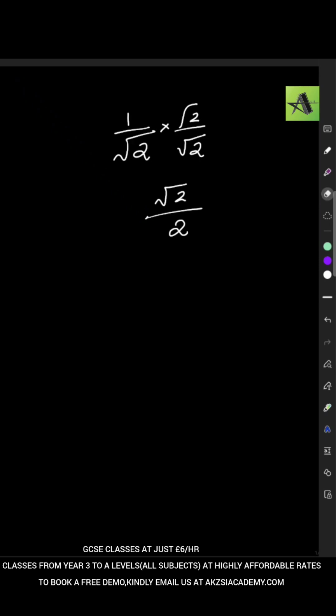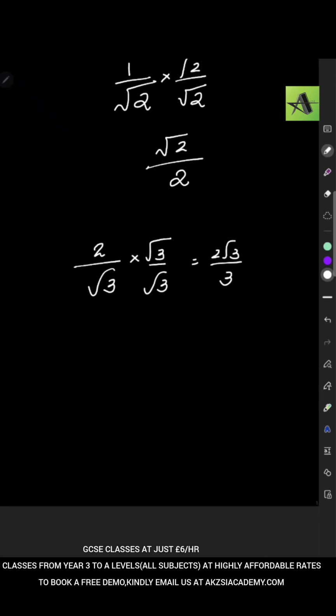Well, let me do one more question on the same pattern. It's 2 over root 3. Again, there is just a single surd number in the denominator. So multiplying and dividing with the same root 3, the answer will be 2 root 3 over 3. So that's how you can rationalize it.